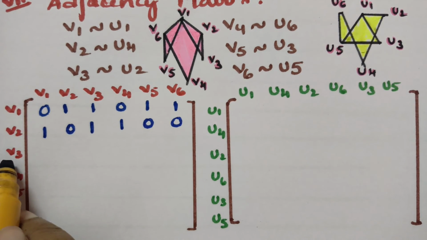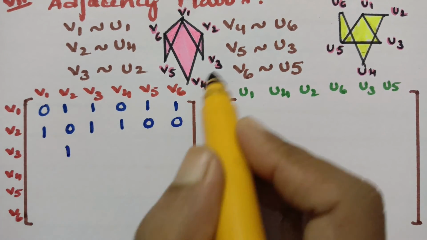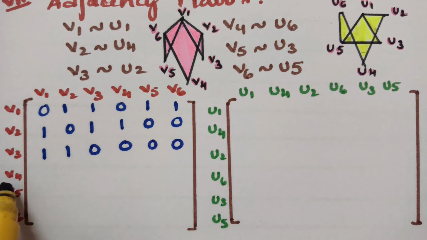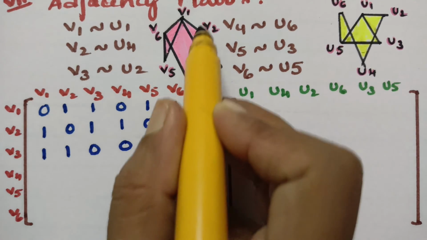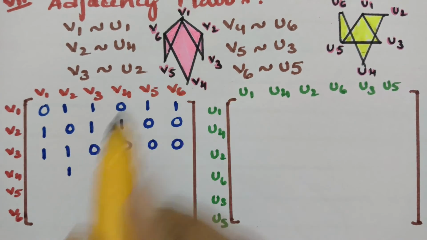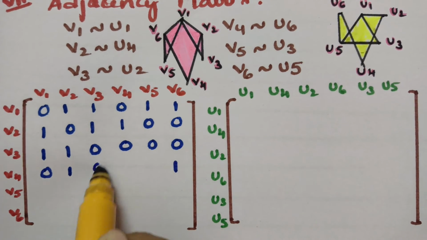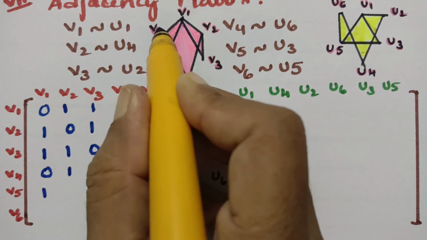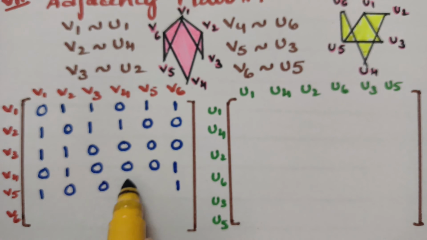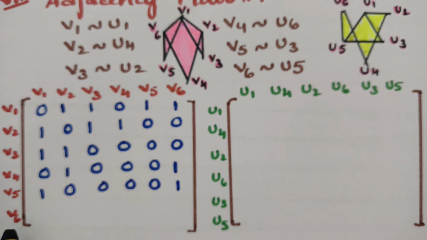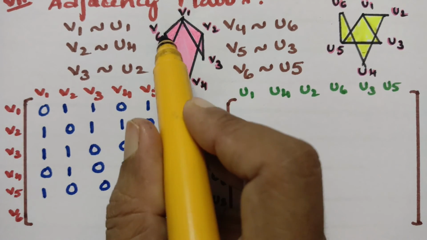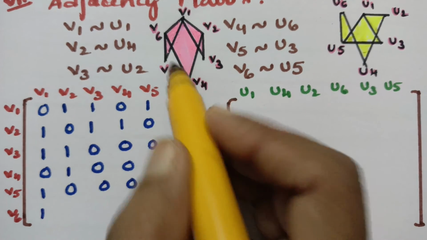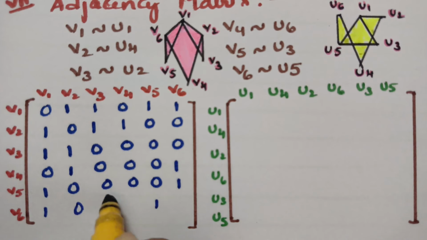And next one going with V3. V3 is having an edge with V2, and next it is having an edge with V1. See here, that's it, degree 2. And next V4, going with V4. V4 is having an edge with V2, and next it is having an edge with V6, and the remaining are all zeros. And next one V5. V5 is having an edge with V1, and V5 is having an edge with V6, and the remaining are all zeros. And next one going with V6. V6 is having an edge with V1, and an edge with V5, and the remaining are all zeros.